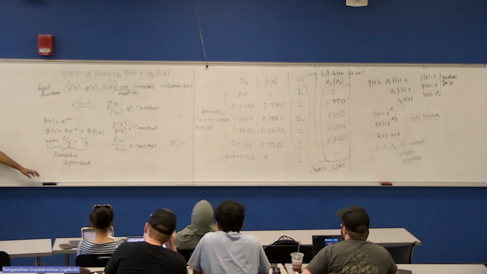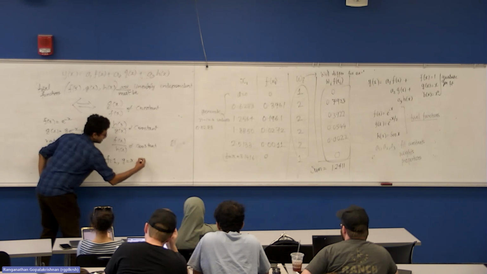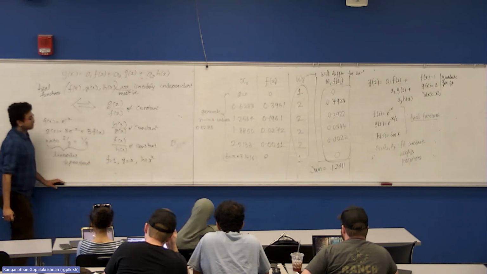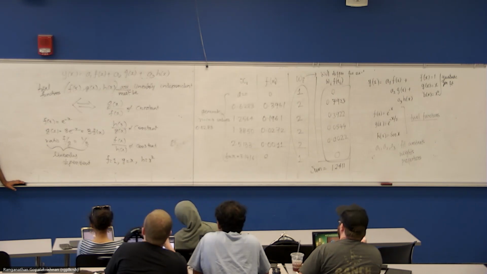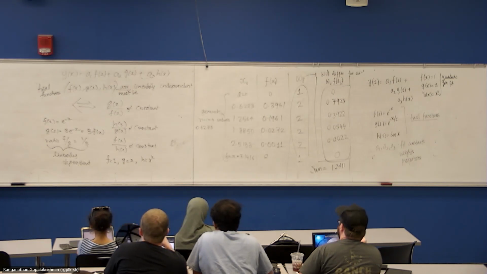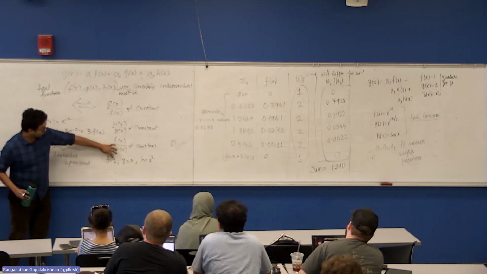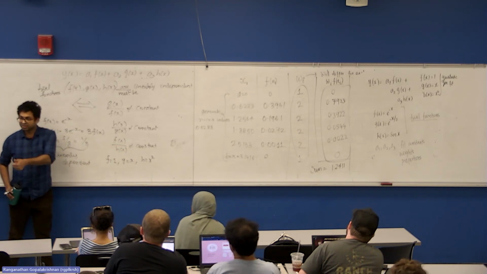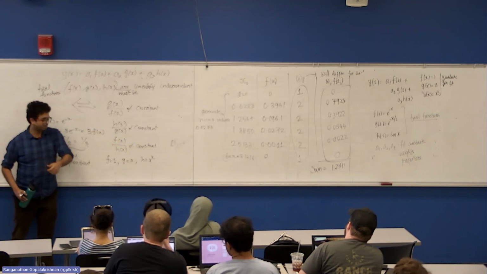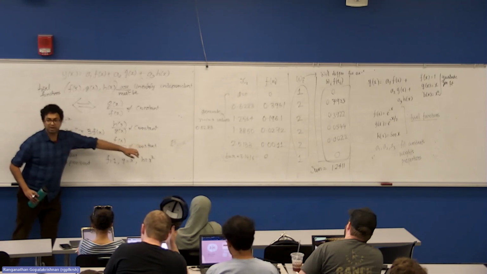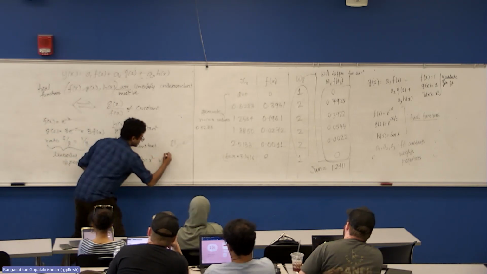So you tell me: f equals 1, g equals x, and h equals x squared. Are these three linearly dependent or independent? Dependent? So the ratio of 1 to x is not a constant in general. The ratio of x to x squared, not a constant in general. The ratio of 1 to x squared, not a constant always. So they are linearly independent.